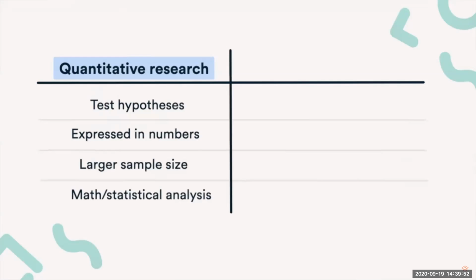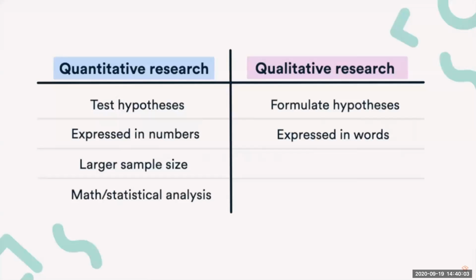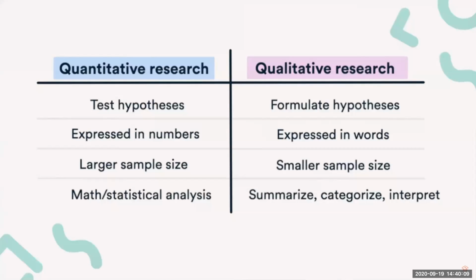On the other hand, qualitative research allows you to formulate a hypothesis. So yes, opposite to quantitative research, this approach will yield data that's expressed in words, and also require fewer respondents. The data is then analyzed by summarizing, categorizing, and interpreting.